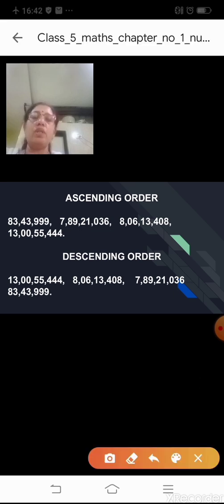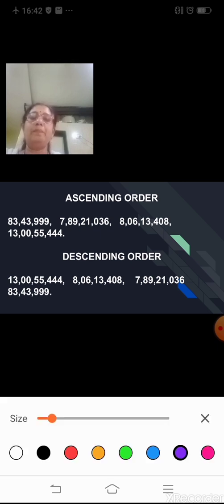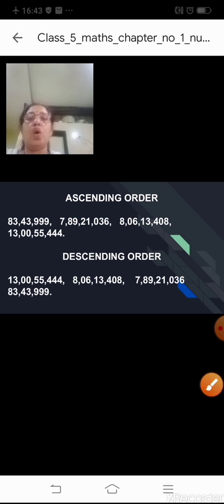Now the same thing when you are arranging it in descending order. It goes vice versa, that is the bigger number will come first and then the smaller number. So here the last number which you had written was the bigger one. So this number will come first and then 8 crores and then 7 crores and then 83 lakhs. So this is how you arrange the numbers in ascending and descending order.